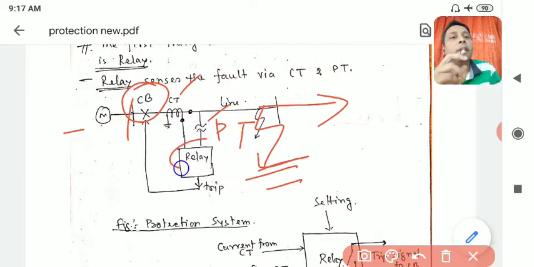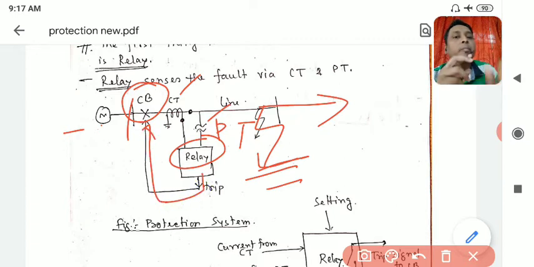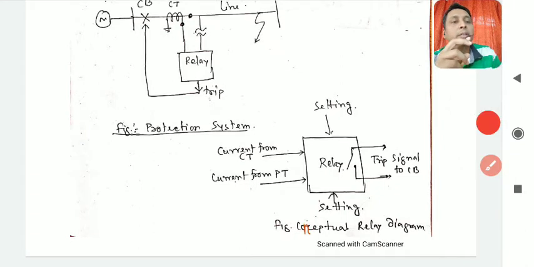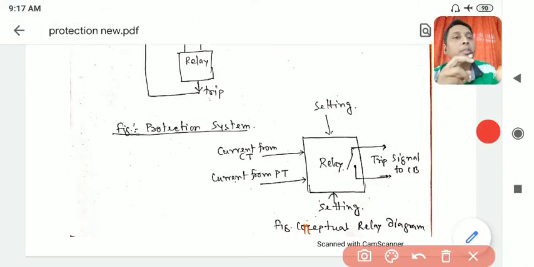The relay is sensing through these. If it senses something abnormal, a condition in which it should trip, then it will send a trip signal to your circuit breaker. Then your circuit breaker will trip, and this line will get isolated. So this is the basic idea of the relay. The relay just sends the trip signal to the circuit breaker. That's all.